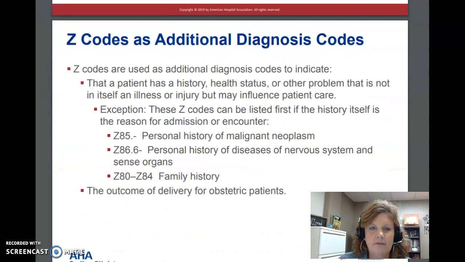Okay, when do we have additional codes for Z codes? Just as I was stating, with the personal history of a malignant neoplasm, family history, the outcome of delivery for obstetric patients. So when we're talking about this, did the mother have twins? If she had twins, were they both living? Did one come out stillborn? So there are different Z codes that go through all of that.